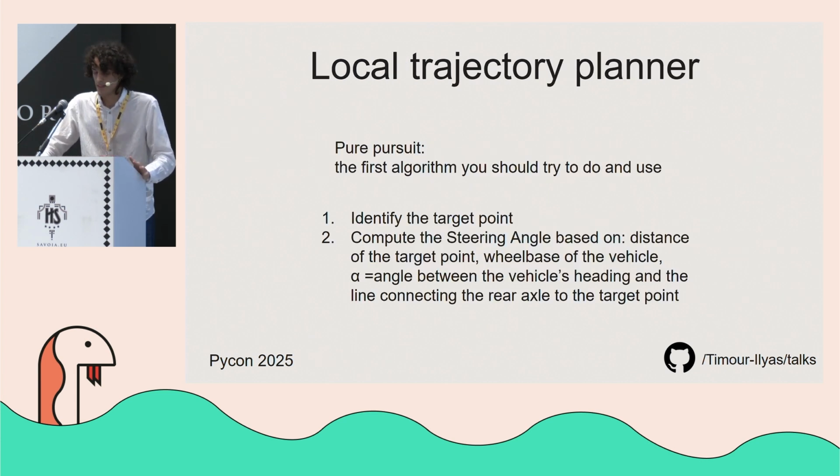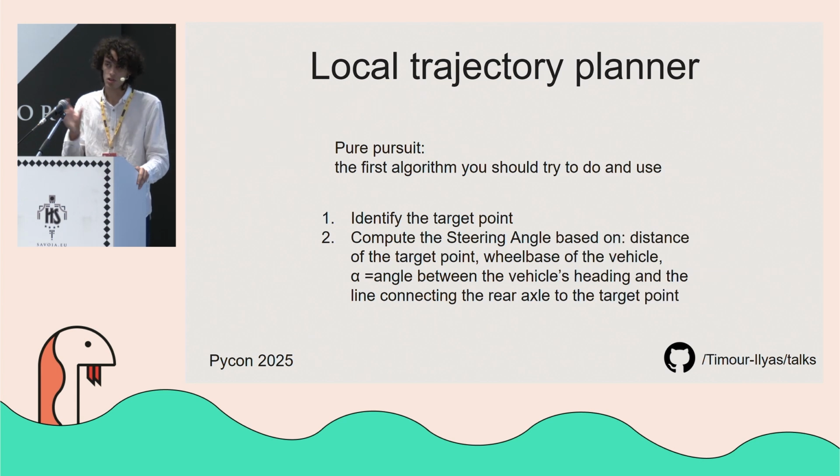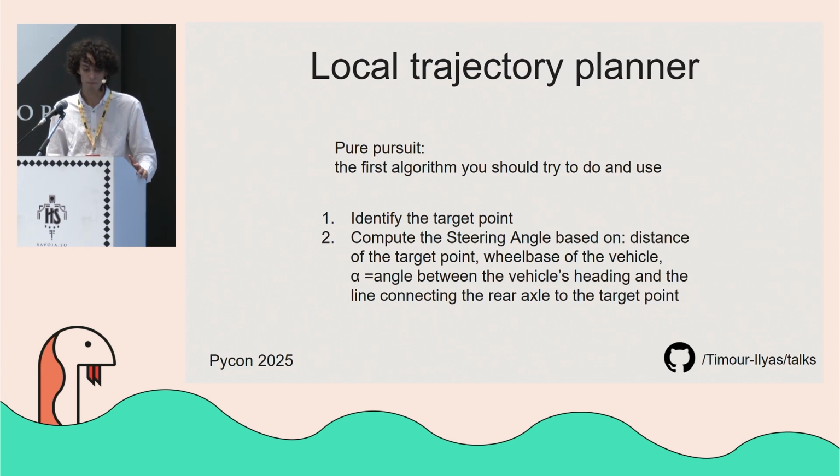And I'm saying this specifically because talking about trajectory, the first task we are solving is to calculate the local trajectory, because at the beginning we don't know anything of what there is farther away, and so we have to calculate a local trajectory. The simplest algorithm is pursuit, which uses just two parts: firstly identify the target, and then using different calculations, using distance on the target point or the wheelbase of the vehicle, and a specific function calculates this angle.